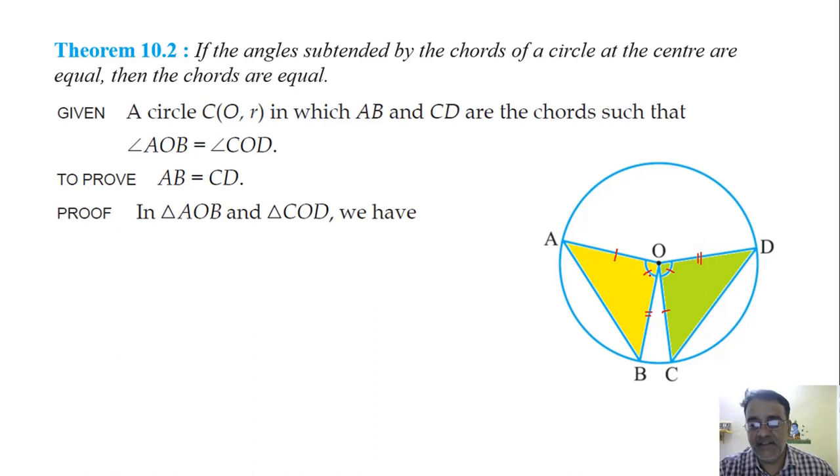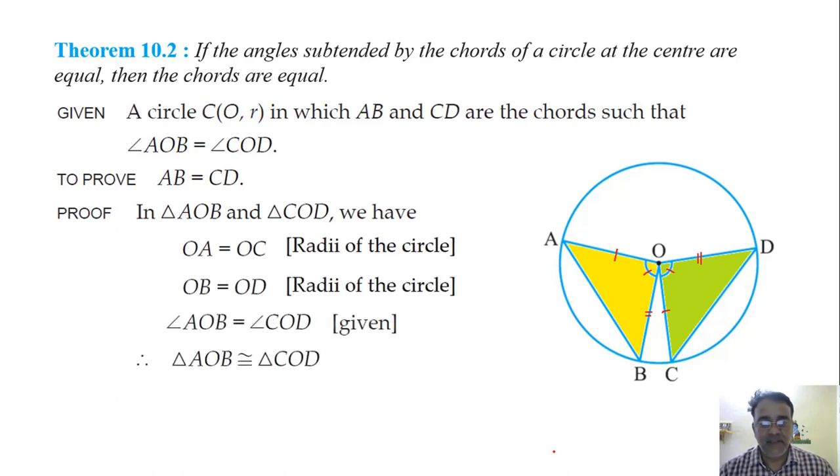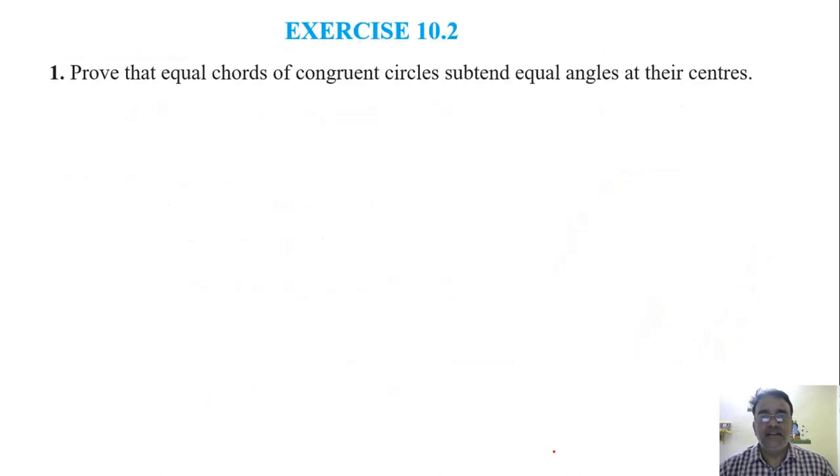Radius of the circle. And these two angles are equal, given. So, these two triangles are congruent by which criteria? SAS criteria. Very good. SAS criteria. So we'll conclude AB is equal to CD. Why? CPCT. Very good. CPCT. Next, the first question of exercise 10.2, and it is similar to the 10.1 theorem.